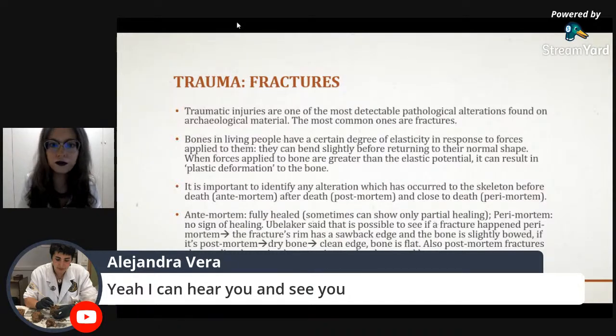Bones, when we are living, have a certain degree of elasticity, and that elasticity responds to forces that apply to them. So the bone can slightly bend before returning to its natural shape. But when the force is much greater than the elastic potential of the bone, it could lead to plastic deformation, and so a fracture happens.